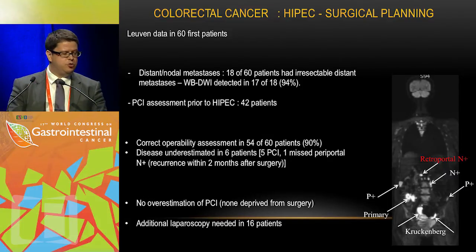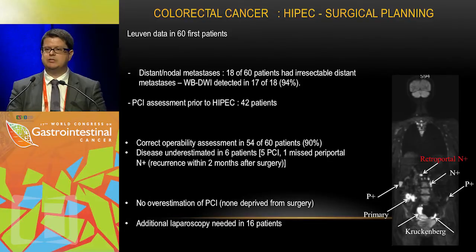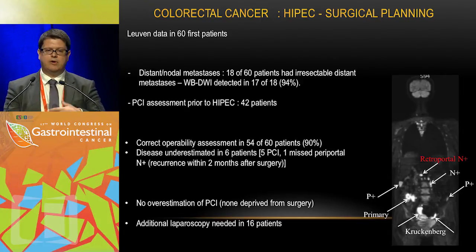Well, first of all, diffusion MRI was very efficient in detecting distant nodal metastasis, immediately excluding patients that were irresectable for HIPEC, but these also included patients with really confluent peritoneal disease that was not immediately apparent on the CT. And we had 42 patients where a PCI assessment prior to HIPEC was really valuable, because these patients really went to laparotomy.